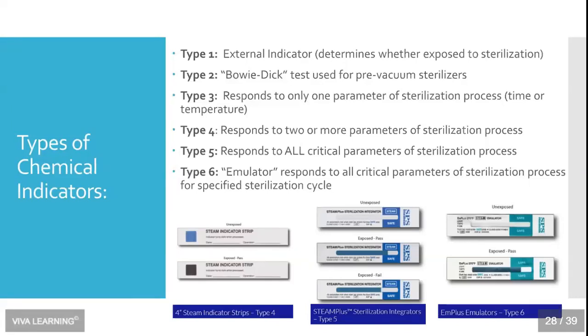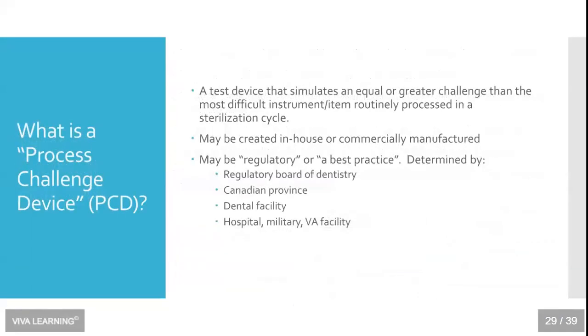Look at your guidelines for when and how to use these various chemical indicators. There's something called a process challenge device, and this is a device that simulates equal or greater challenge than the most difficult instrument or item routinely processed in the sterilization cycle. And what it is, you can have a type 5 chemical indicator in with a biological indicator, as I just described in my previous example.